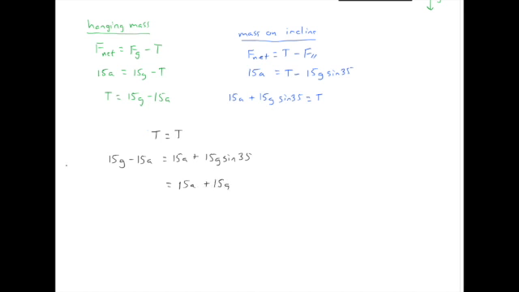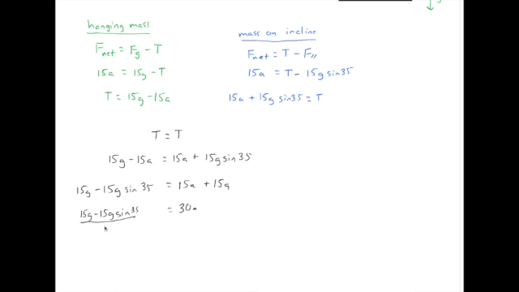And I'll subtract the 15g sine 35 to the other side, and so 15g and then minus 15g sine 35. I'm going to have 30a on this side, and so that's just 15a plus 15a. And then this one here, I could come up with a number right away, but I'll just carry that through for a moment here. With the 15g and then the 15g minus, or so 15g minus 15g sine 35.